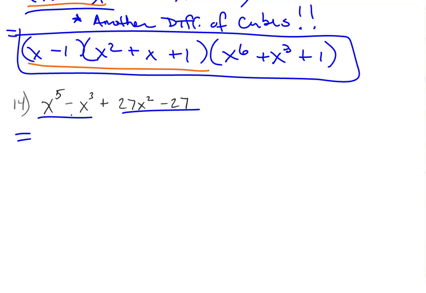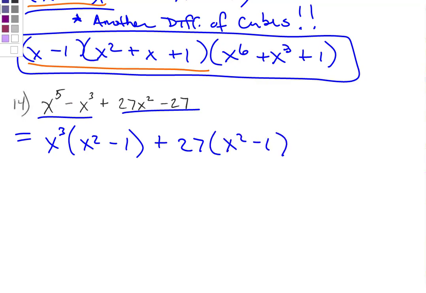The first two terms here have a common factor of x cubed. So if I take out the GCF of x cubed, that will leave behind an x squared minus 1. Keep the plus sign between these groups. The second group has a GCF of 27. That will leave behind an x squared minus 1 as well.